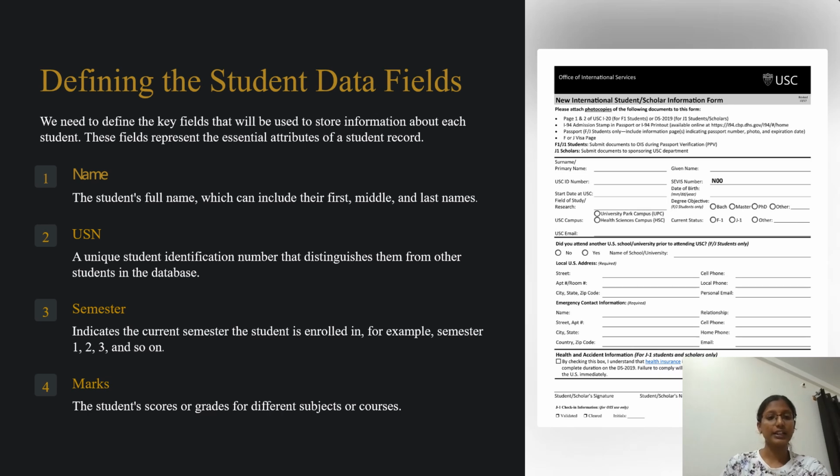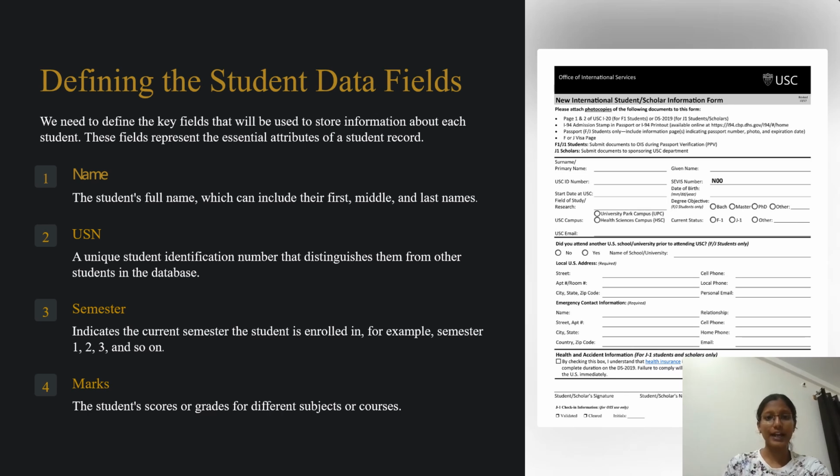Then I am defining the student data fields. We have to define the student data fields like name, USN, semester, and marks that we are going to give in a data frame, that is, in table-like content, and we are going to write some code in the Python language. So in defining the student data fields, we need to define the key fields that will be used to store information about each student. I'm giving the values for five students, and each student's USN and marks must be entered in that data sheet. So here we have some code also in Python.